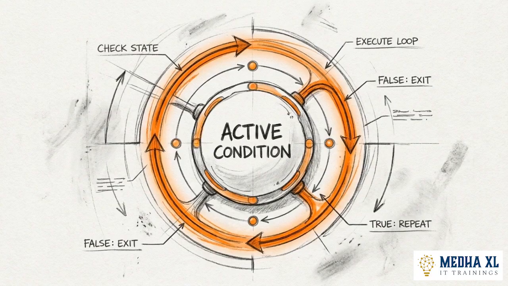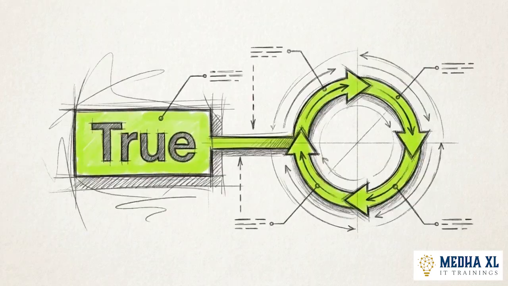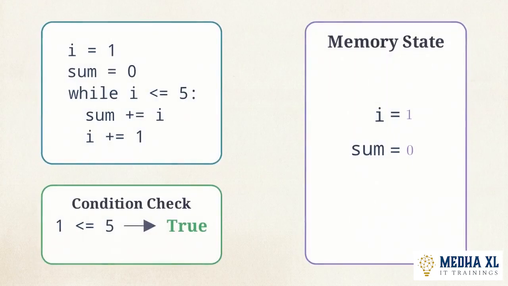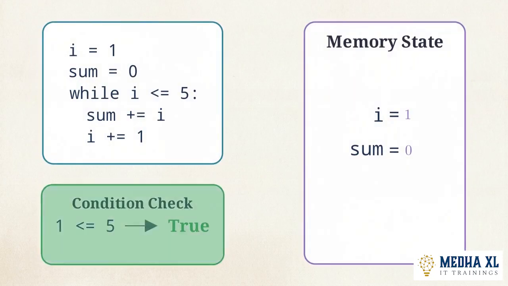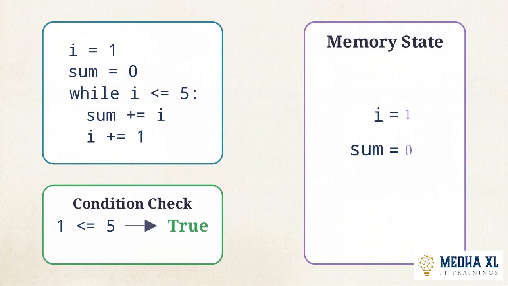When the length of a task cannot be predicted, Python utilizes a state-bound architecture, the while loop. Instead of following a fixed sequence, the while loop executes as long as a specific Boolean condition remains true. In this sum of numbers script, the left side of the screen monitors the Boolean condition, while the right side tracks the variables in memory.